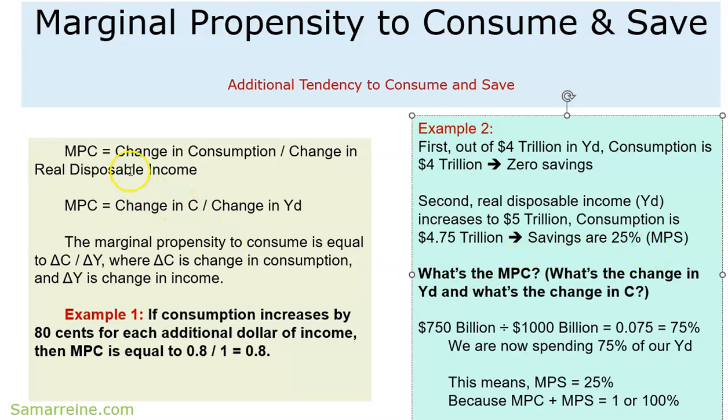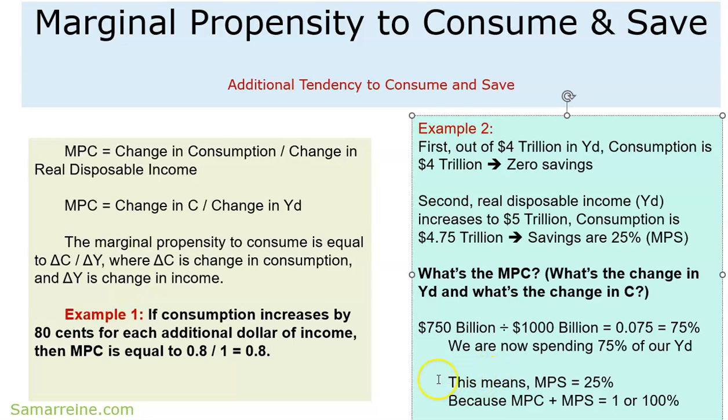So you know how we said here is the change in consumption? When we went from 4 to 5, the change is 1 trillion. Of that 1 trillion, 75% of it, 750 billion, is being consumed, which means 250 billion is being saved, because if you're not consuming it, you're saving it. If you're not saving it, you're consuming it. Those are the only two options.